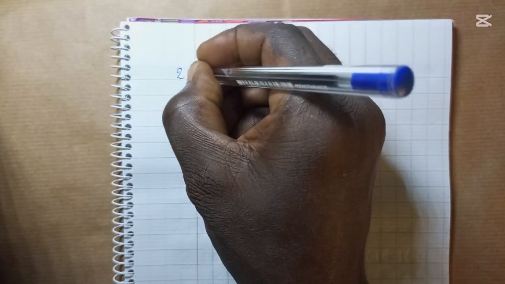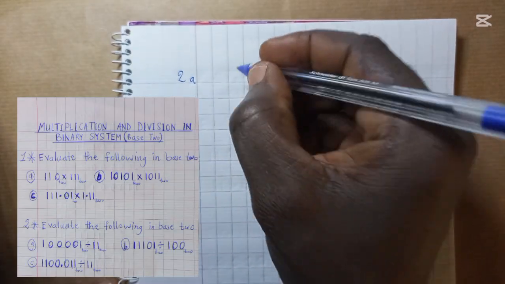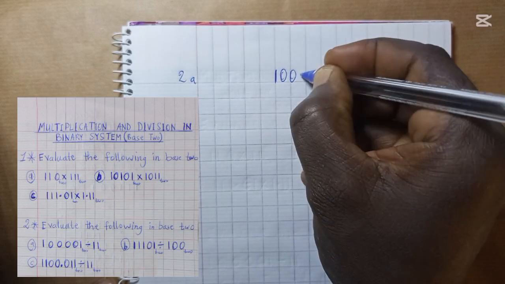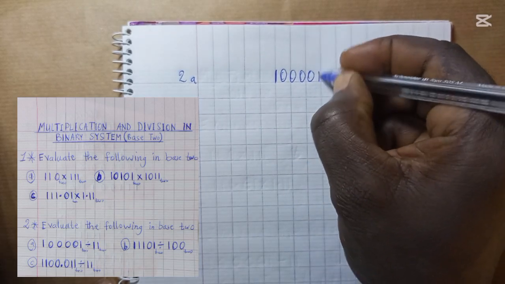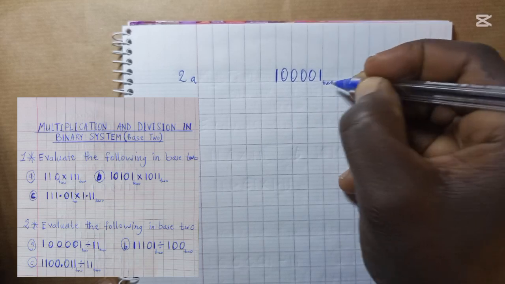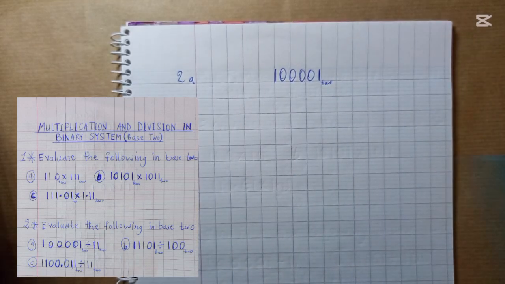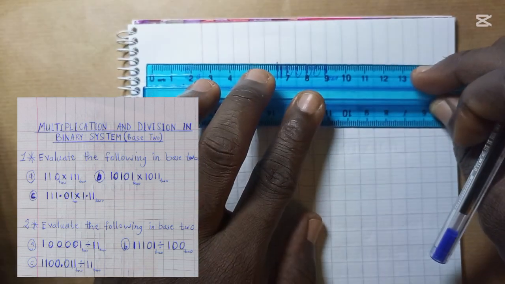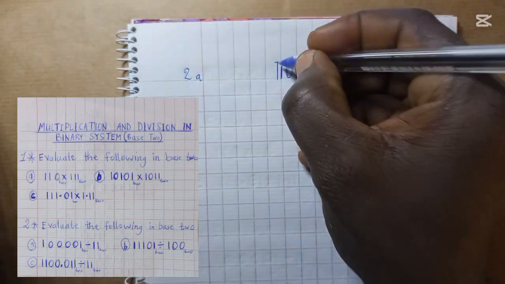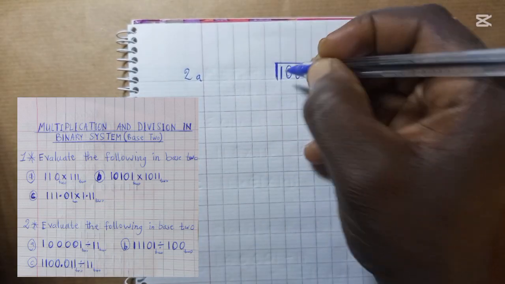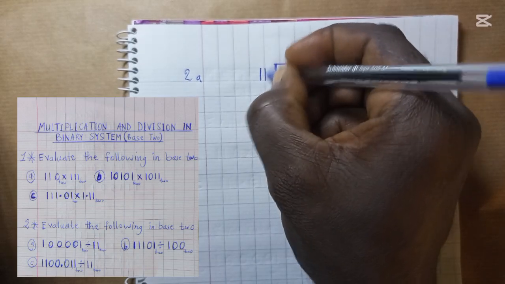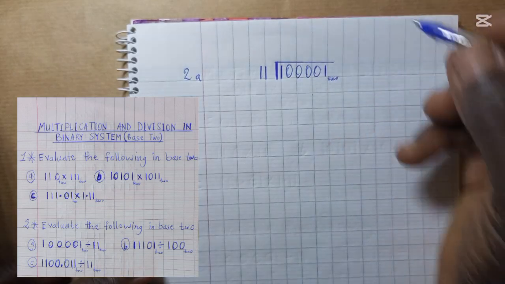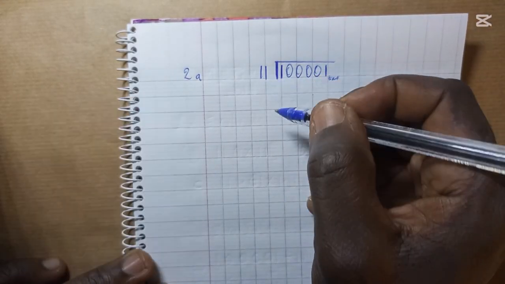Now for number 2A, we have 100001 in base 2. I'm using the method of long division. I'll be using the method of long division for this one. 100001 divided by 11. So we have this value divided by this.